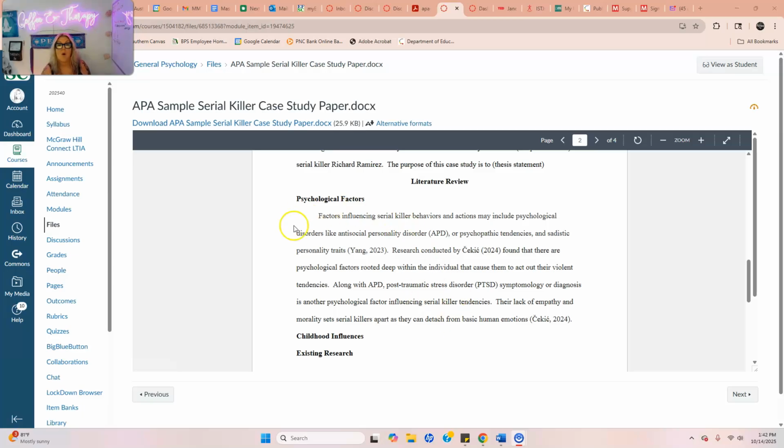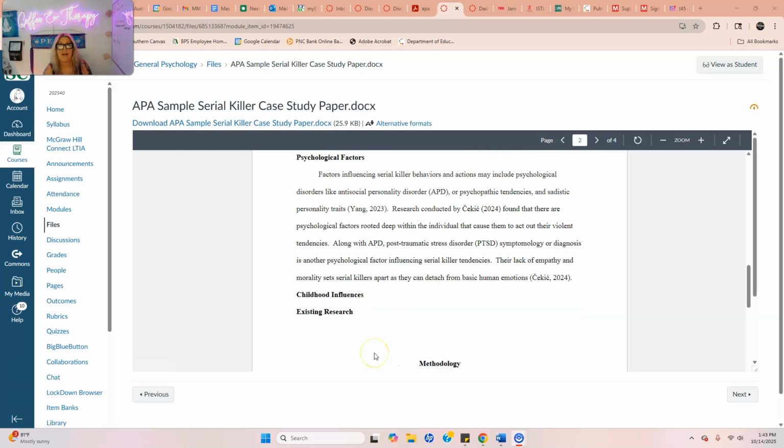So in this paragraph, we're going to be talking about psychological factors that affect serial killer behavior. When you get to this, you're going to discuss childhood influences. So if you notice in the directions, it says bullet 1, psychological factors influencing serial killers. Second bullet, the role of childhood trauma, neglect, and abuse in the formation of psychopathic personalities. Notice how I just put childhood influences. If you want to change it and make it a different little subtitle, go right ahead.